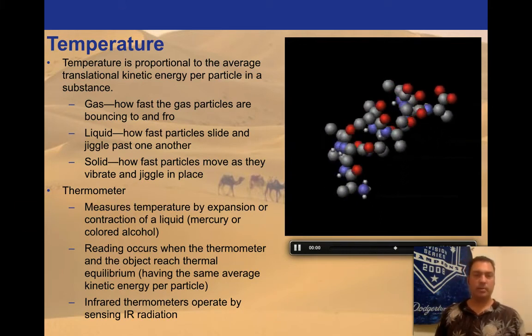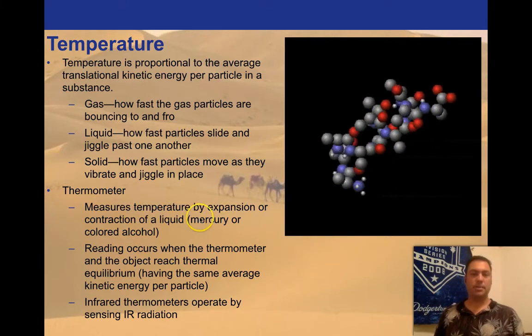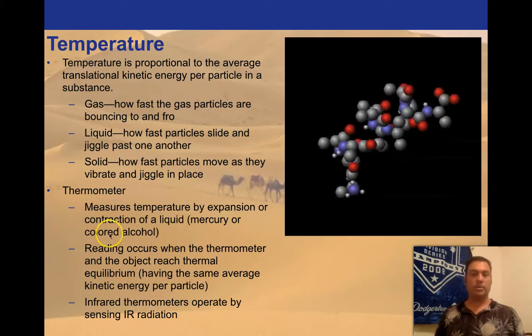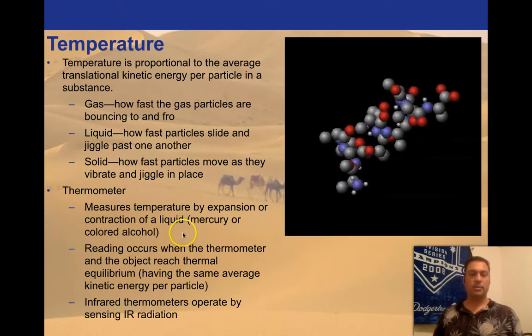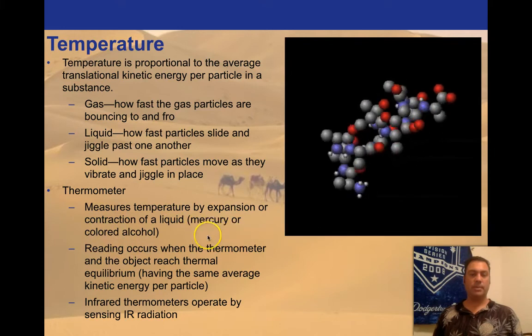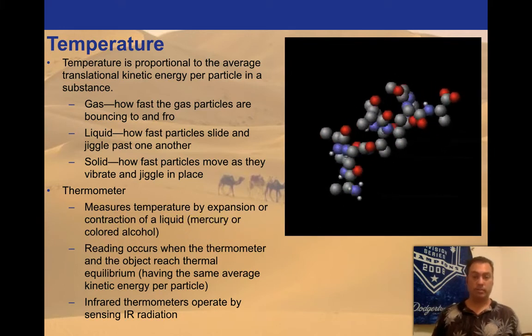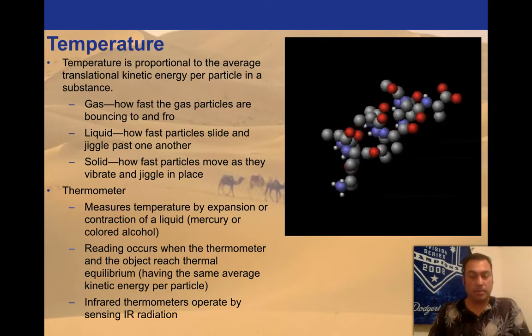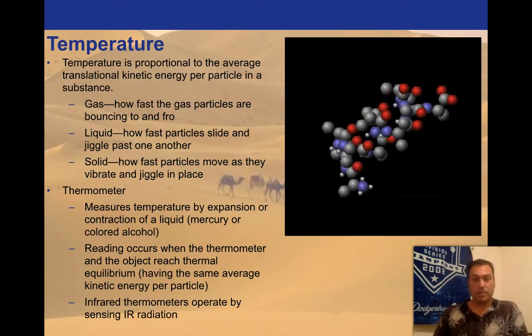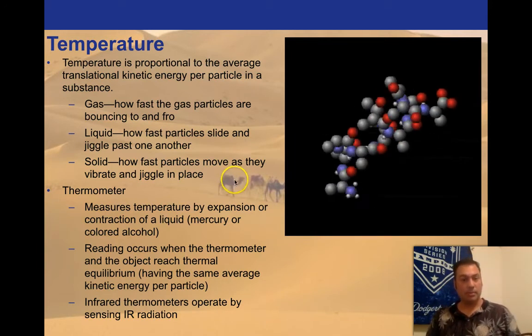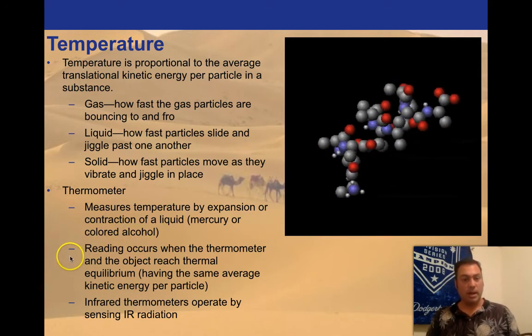All right, so a thermometer measures temperature by expansion or contraction of a liquid, mercury or colored alcohol. Usually we use colored alcohol. Mercury is the old school way of doing it. The problem is that mercury is an environmental hazard and it can cause certain toxicity issues in people. It's especially a problem for pregnant women trying to have children, as it can cause birth defects. So we usually use colored alcohol.